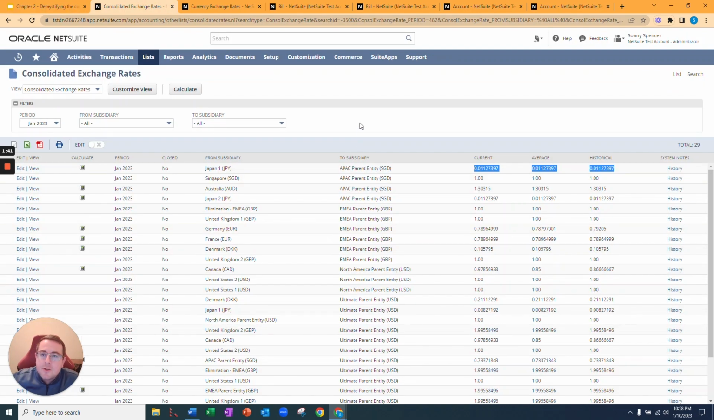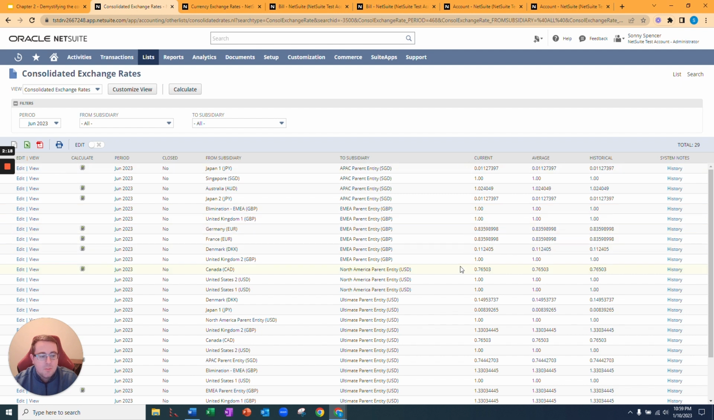So let's go to our consolidated exchange rates table. We have the accounting period as January 2023, and we can see that for our subsidiary pair Japan and our APAC parent entity, the exchange rates are the same for the current, average, and historical. The reason in this case is because there are no transactions recorded in our Japanese entity for the accounting period, January 2023.